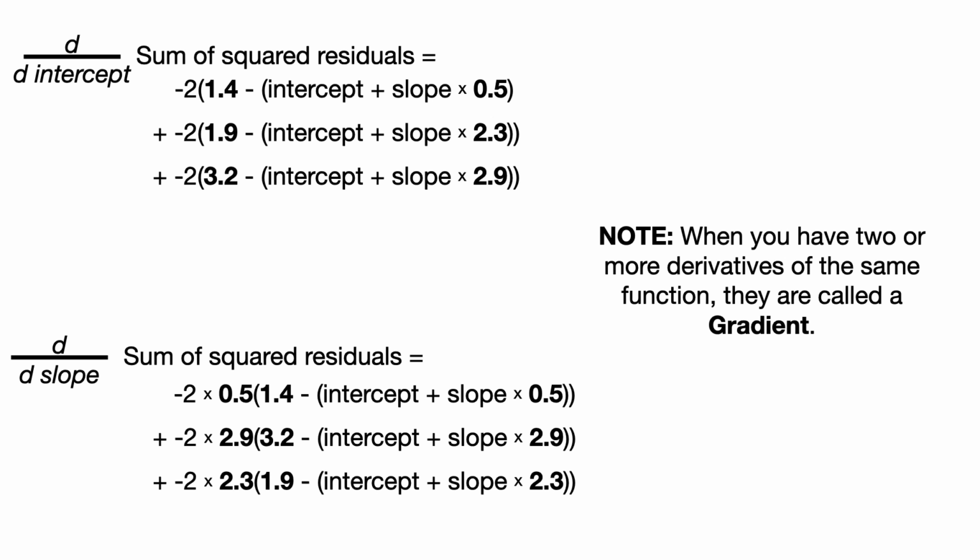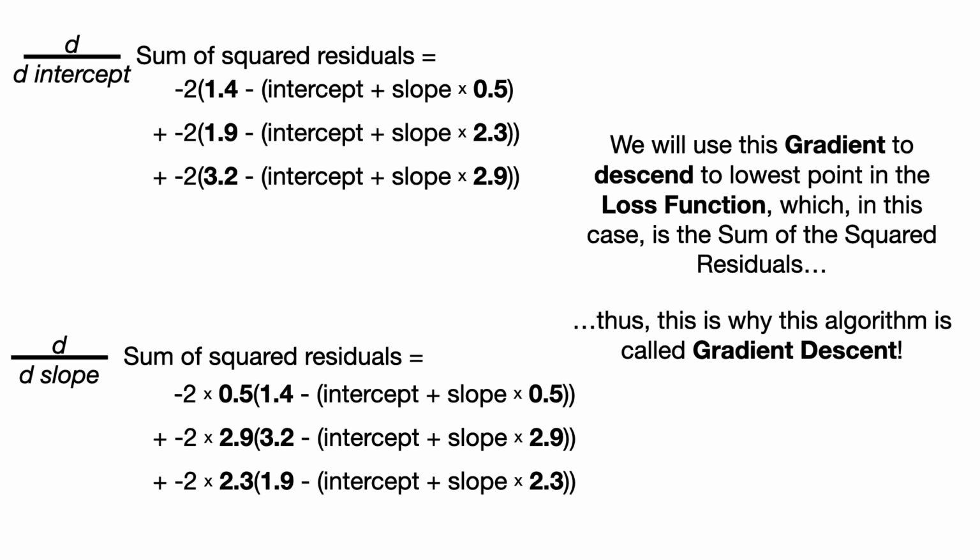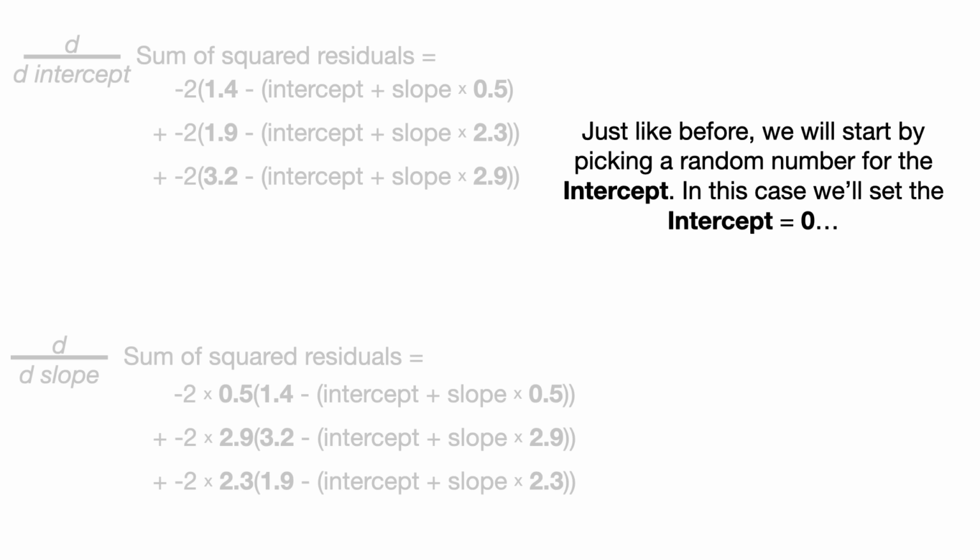Note, when you have two or more derivatives of the same function, they are called a gradient. We will use this gradient to descend to the lowest point in the loss function, which, in this case, is the sum of the squared residuals. Thus, this is why the algorithm is called gradient descent. Bam!